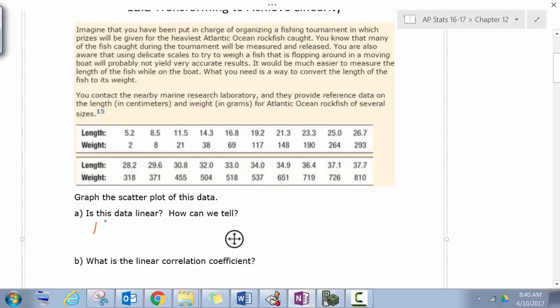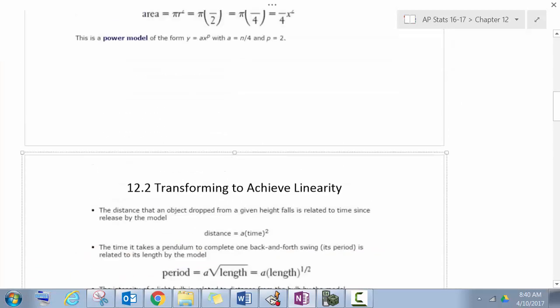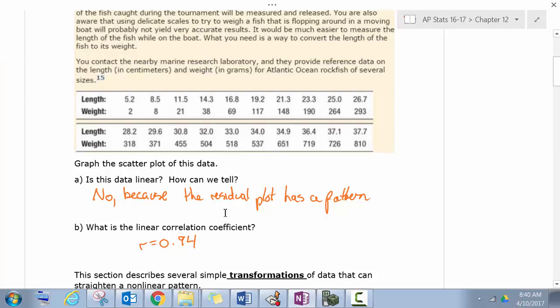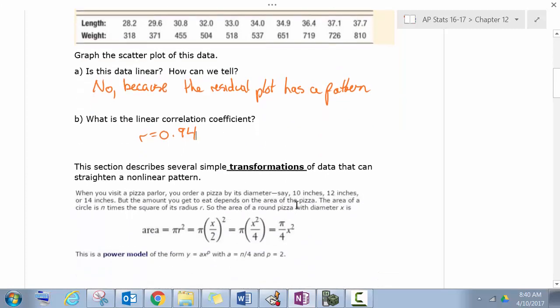Is it linear? No. Because the residual plot has a pattern. So it's not linear, even though R is 0.94, which is a pretty strong linear positive relationship. It's still not linear because the residual plot shows that there's a pattern. So maybe there's something better.